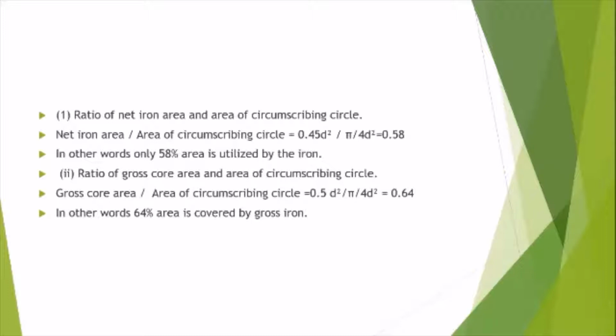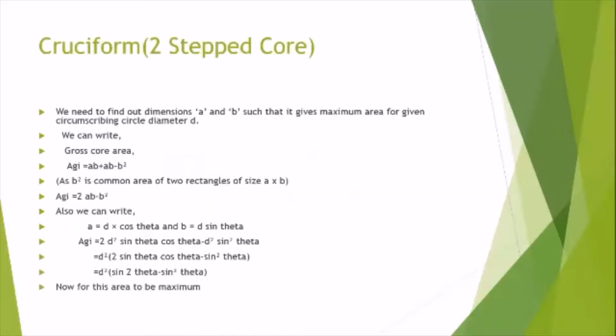Ratio of gross core area and area of circumscribing circle. Gross core area upon area of circumscribing circle is equal to 0.5 d square by pi by 4 d square, which is equal to 0.64. In other words, 64% of area is covered by gross iron.